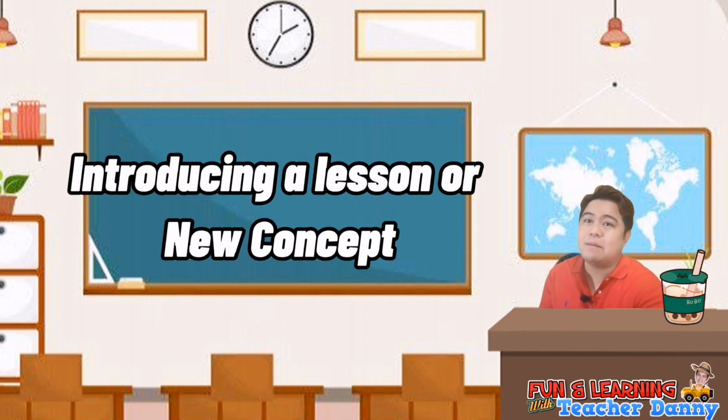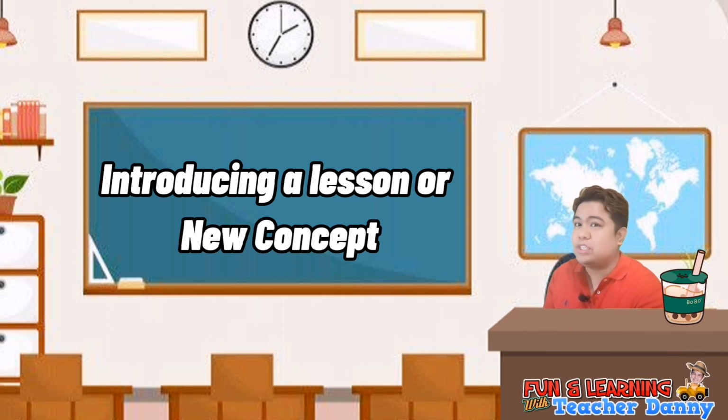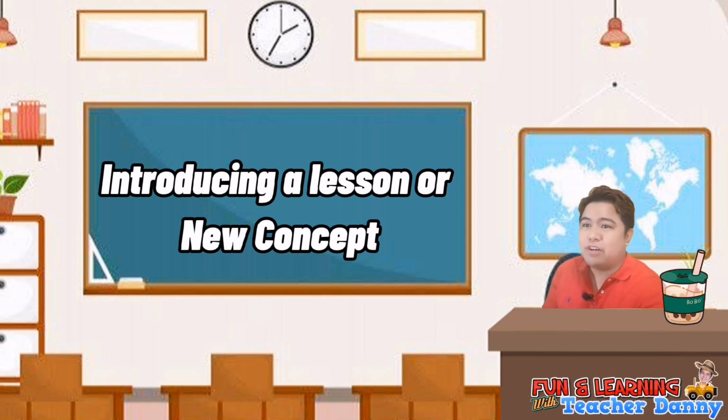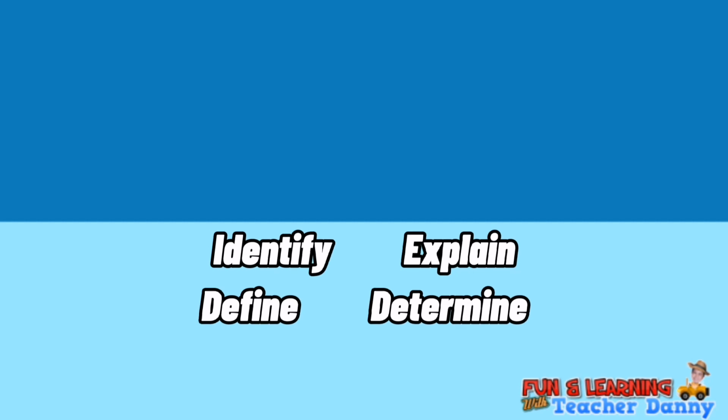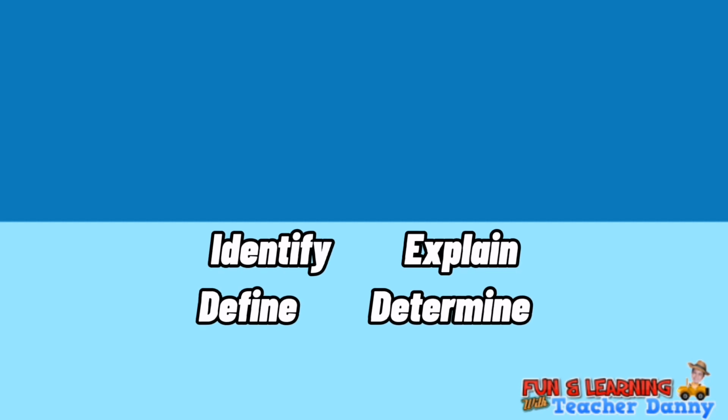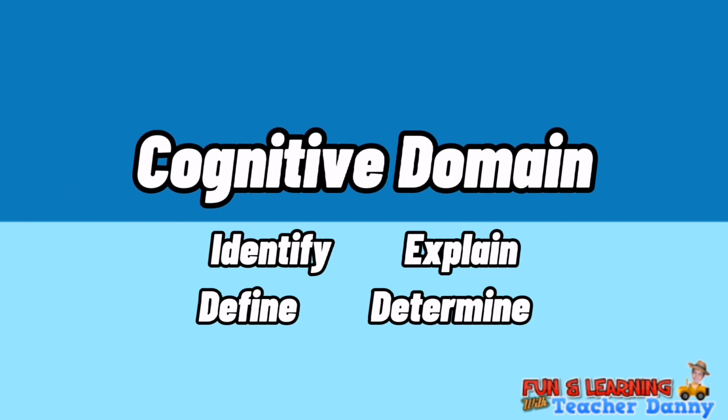Now, let's have an example here. When you are teaching brand new concepts, you may define actions like identify, define, explain, and determine. These objectives are all measuring the cognitive aspect of the learner.